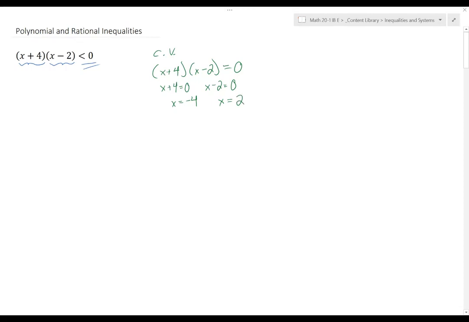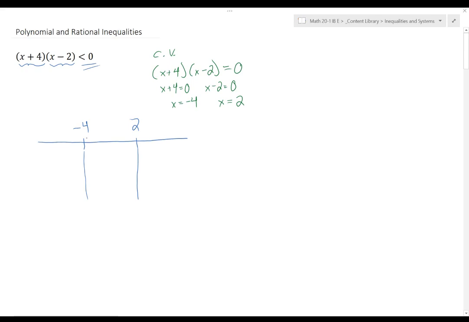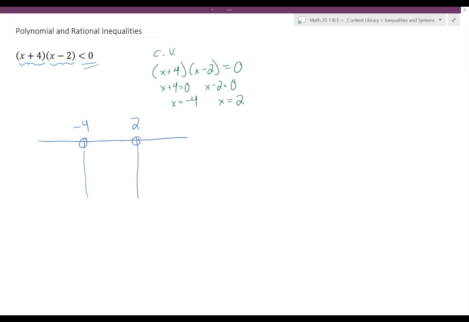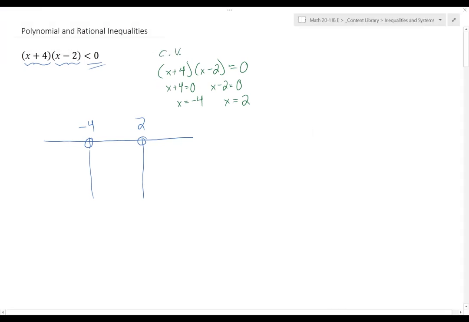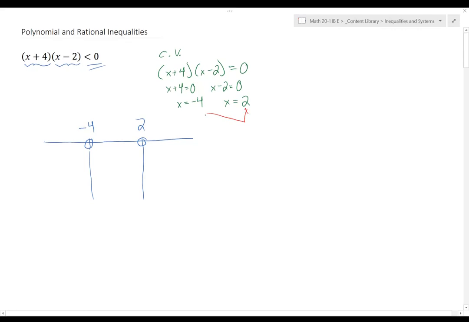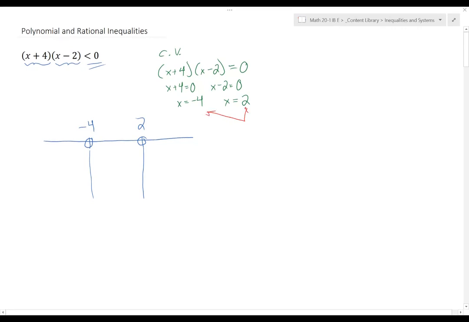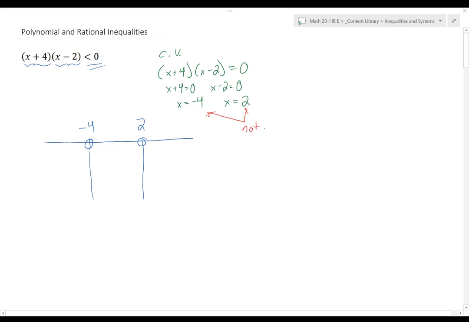Now, essentially what we are going to do is a table of signs. So I'm going to say x equaling negative 4, x equaling 2, divides the real numbers into three intervals. Negative 4 and 2 themselves are not solutions to this inequality because negative 4 and 2 are where this is equal to 0. I don't want it to be equal to 0. I want it to be less than 0. So these two values are not part of the solution. However, they do provide the boundaries for the solution.